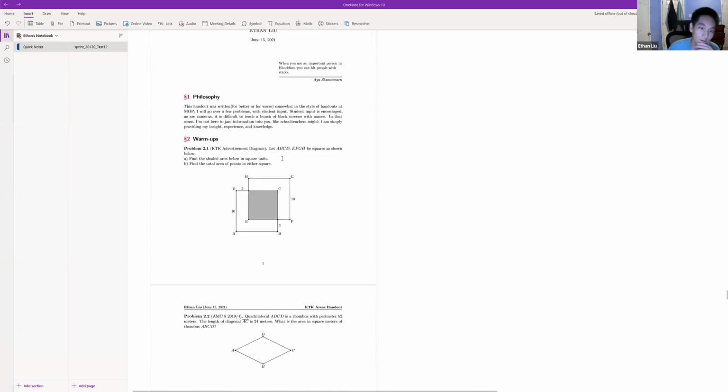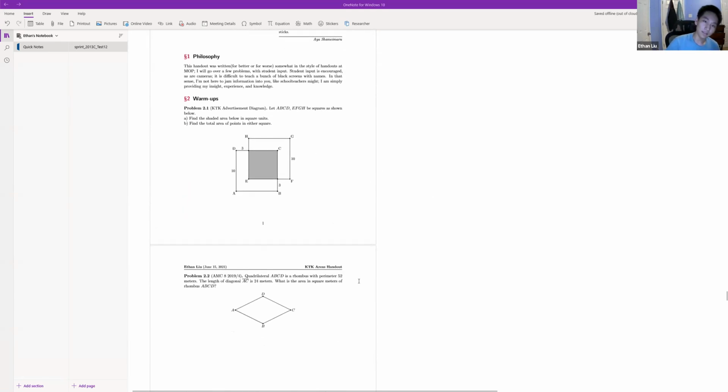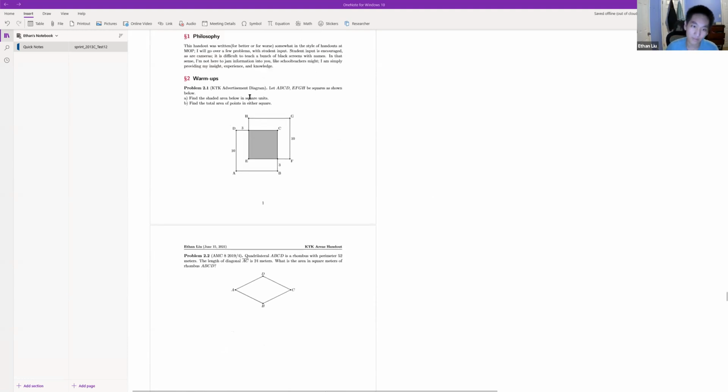So here are some warm-ups. Since I am kind of late, I will not go over these for too long, but there are two of them. There is this little advertisement diagram that I believe was used. The first part is to find the little shaded area. This is just 7 by 7, so it's just 49, right? Tell me if I'm going too fast. The area of this whole thing is 49, right?